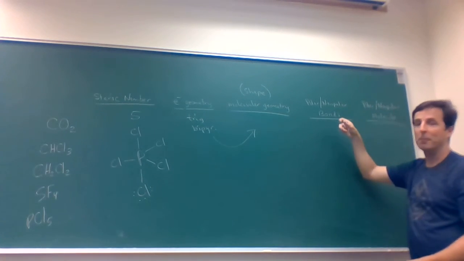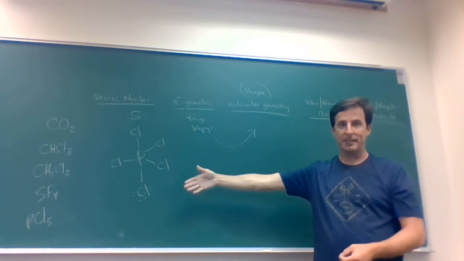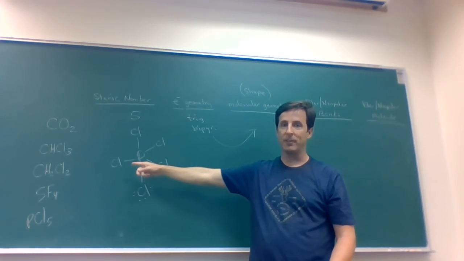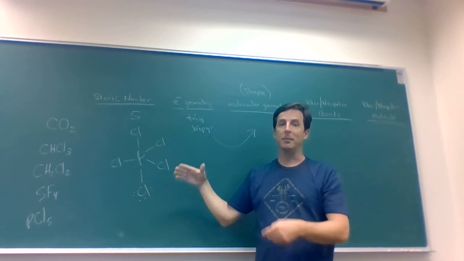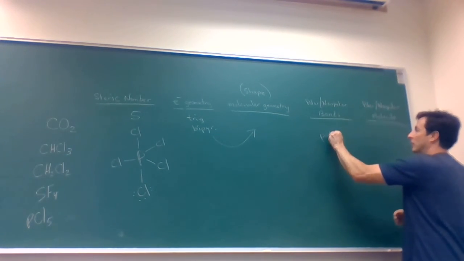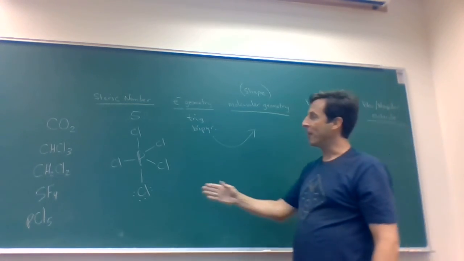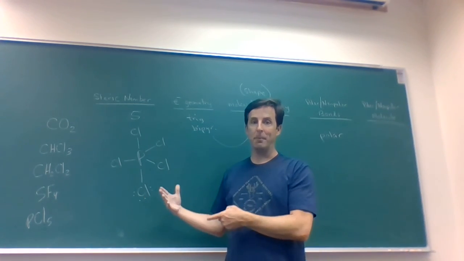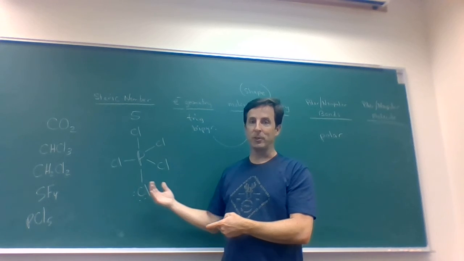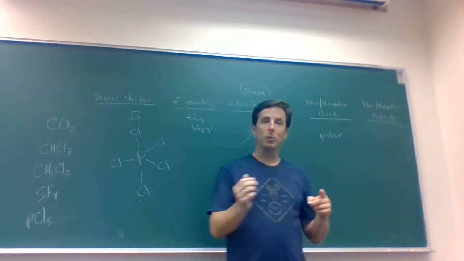Then I go to the bond type. Do I have any polar bonds? And the answer is yes. Chlorine is more electronegative than phosphorus, so it is going to pull electrons toward itself. So that is going to be a polar bond. So bond type, polar. And under molecule type, I look for symmetry. There are 5 groups. They're all the same. So this is symmetrical. The polar bonds cancel each other out. The molecule will be nonpolar.